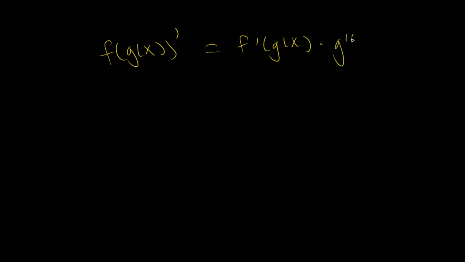Hello. Today I'm going to be talking about something called the chain rule. Now, the chain rule in derivatives is used to differentiate compound functions. For example, let's say I want to take the derivative of f of g of x. This prime would equal f prime of g of x multiplied by g prime of x.